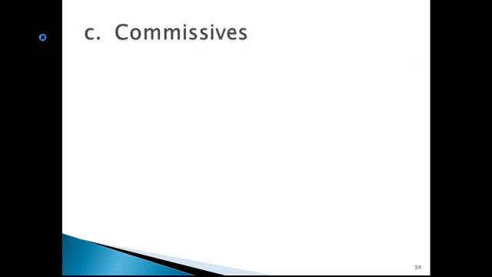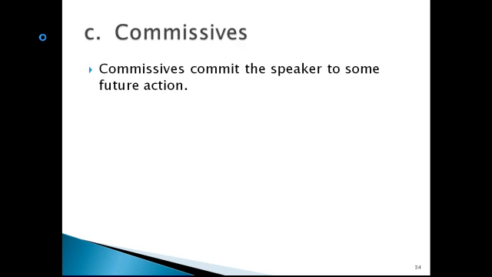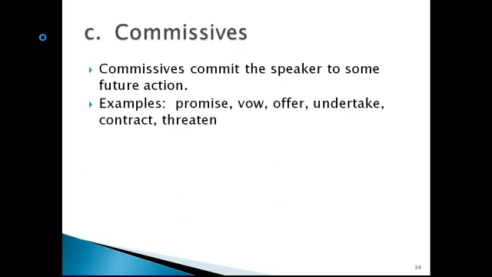The third class is that of commissives. Commissives commit the speaker to some future action. What are the examples? Verbs like promise, vow, offer, undertake, contract, threaten. All these are committing the speaker to some future action, and therefore they are called commissives.